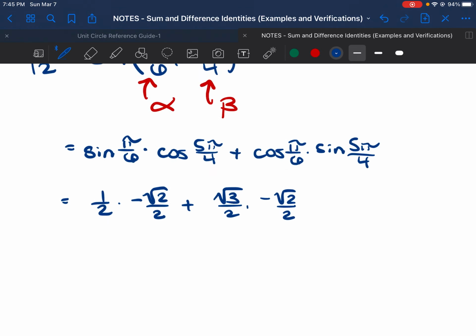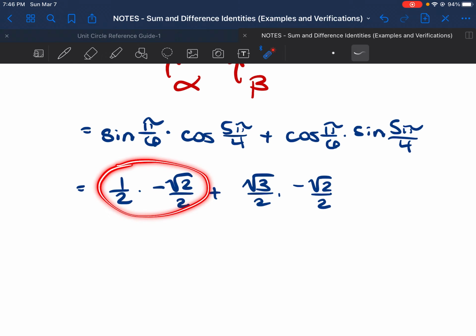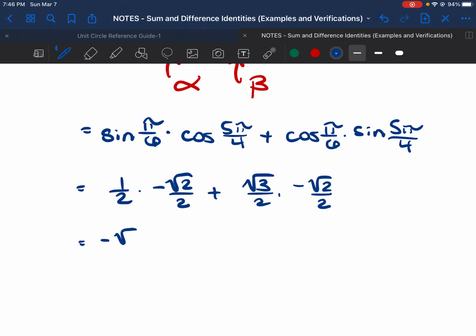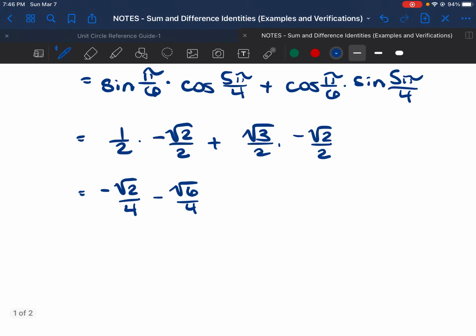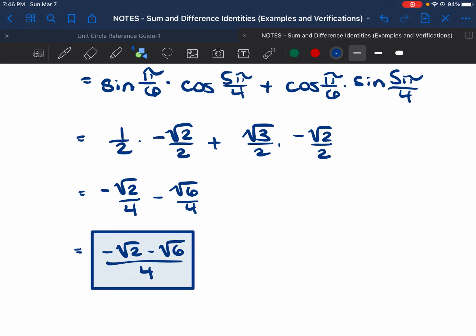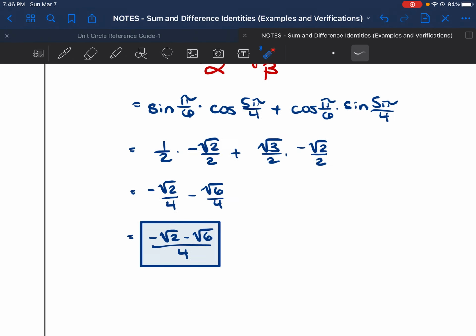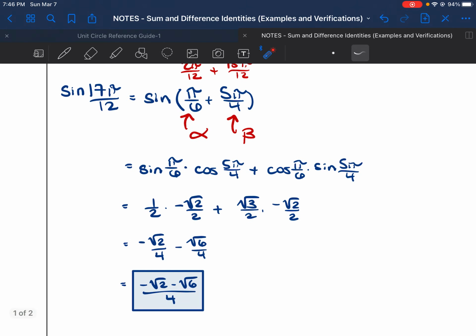Okay, now let's multiply. 1/2 times negative square root of 2 over 2, that's going to be negative square root of 2 over 4, minus, because we have this negative times a positive here, minus square root of 6 over 4. And we can see common denominator of 4. Let's go ahead and combine the numerators together. This is going to give us negative square root of 2 minus the square root of 6 all over 4. And this is our exact answer for the sine of 17 pi over 12. Okay, so not too bad.